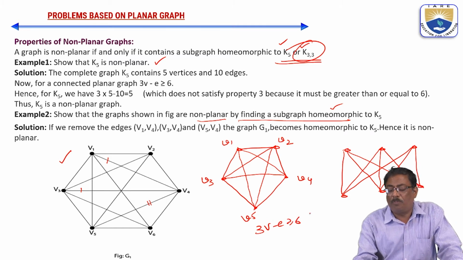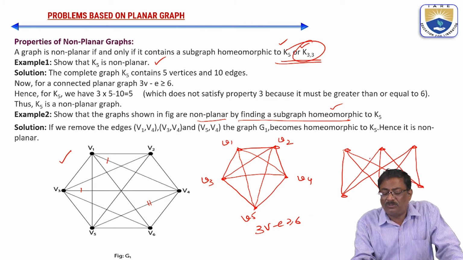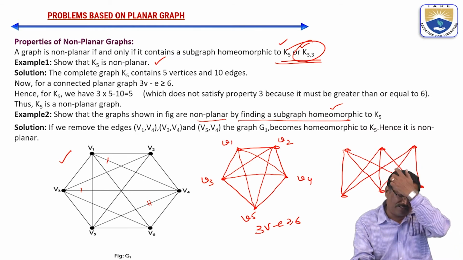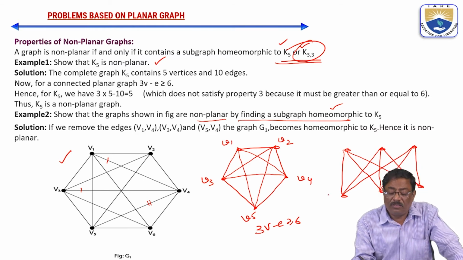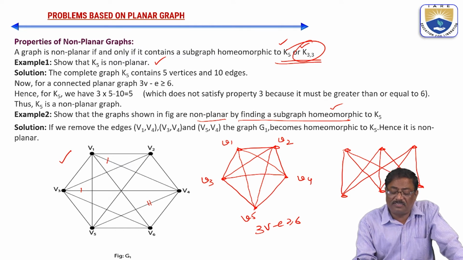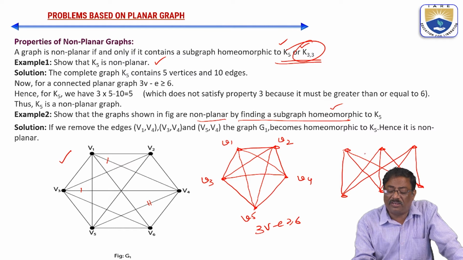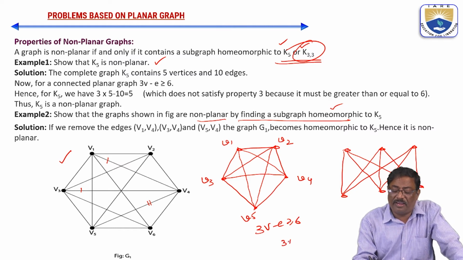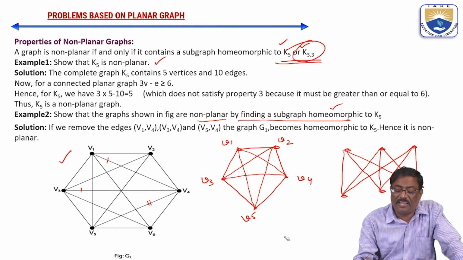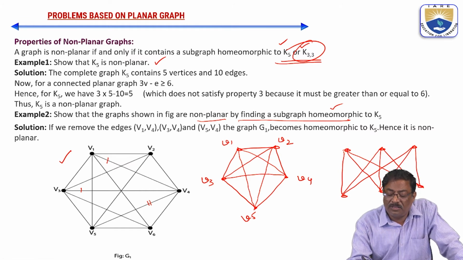So here, how many vertices? 1, 2, this is 3, 4. So the cycles are formed with the, so how many vertices? It is 6 vertices, and edges are, each are 3, so 9. So it is 3 into 6 minus 9.